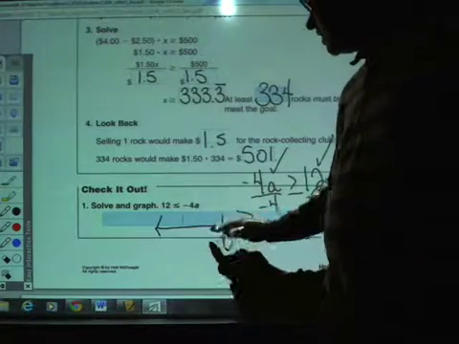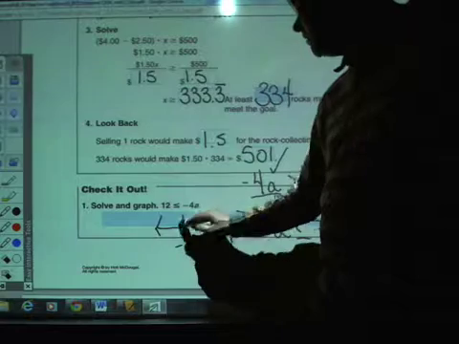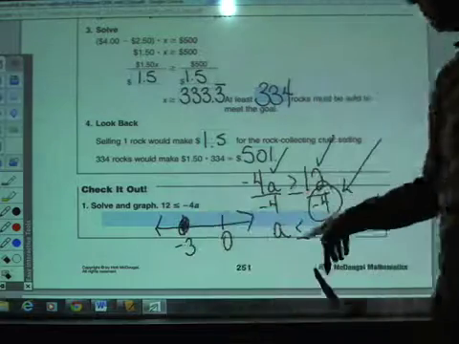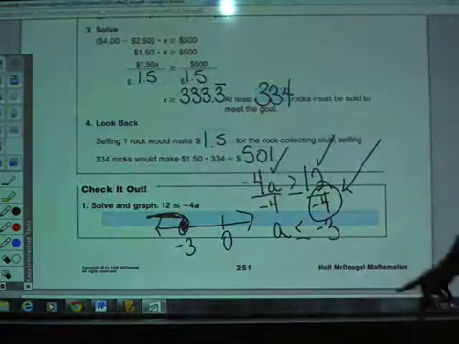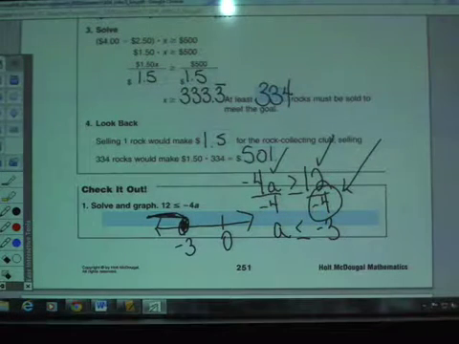Graphed by putting a closed dot on negative 3. Closed because it's one of the ones that has the line underneath it. And by shading to the left. The same way the sign points, which would correspond with the same solutions. The numbers that are smaller than negative 3 are negative 4, negative 5, negative 6, negative 7. Where would those be compared to negative 3 on the number line? To the left of negative 3 on the number line.